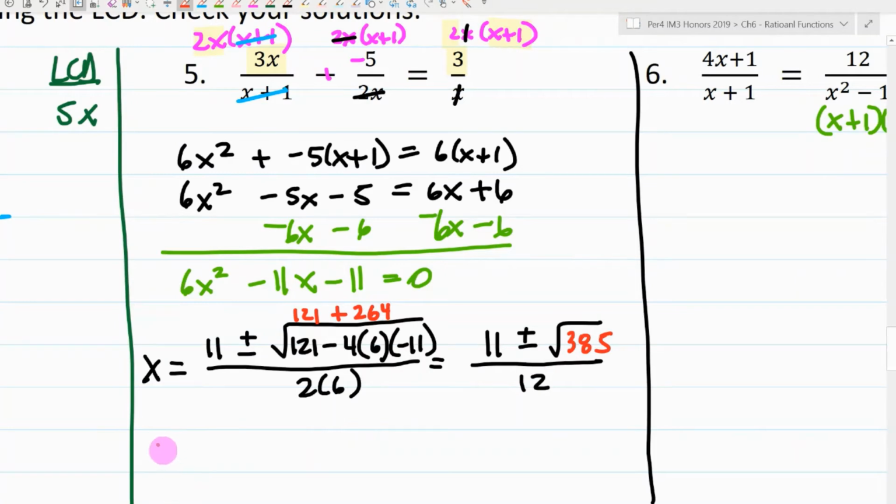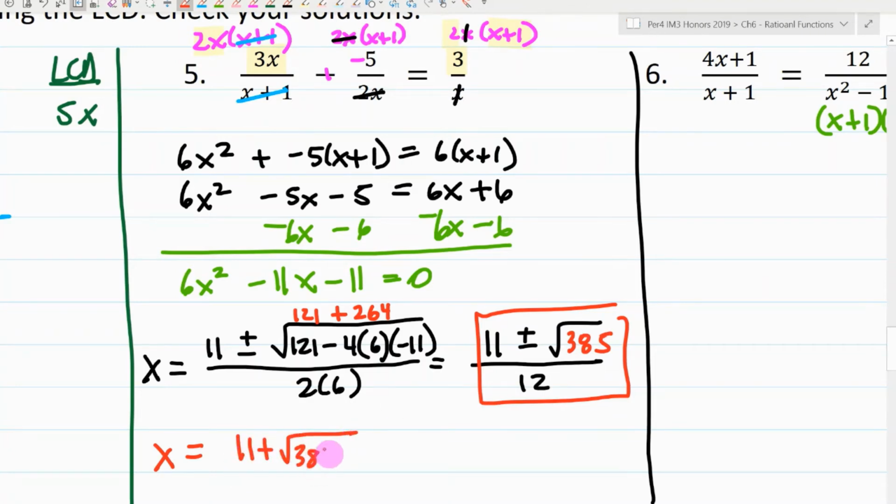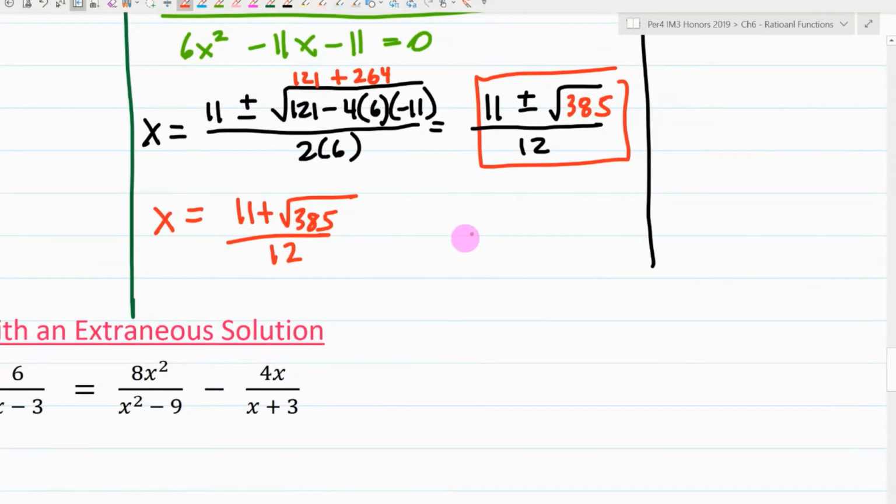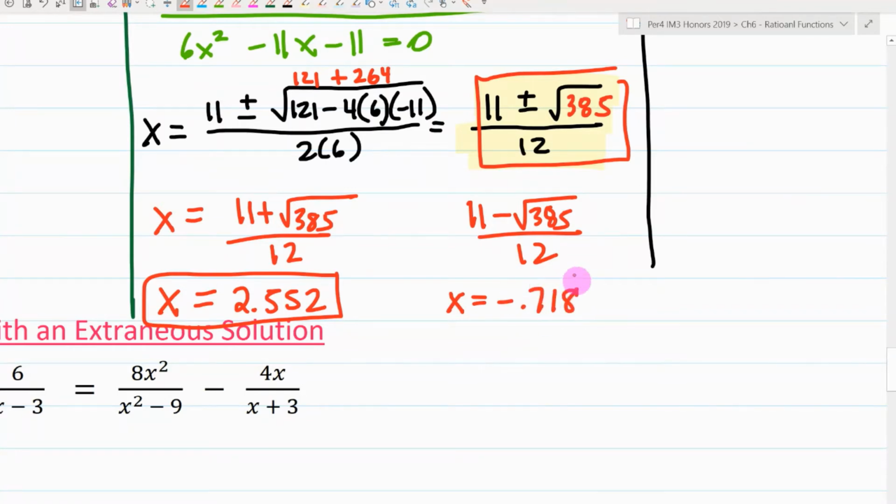If you want, you can go ahead and just leave your answer like that. Or if you want to do 11 plus the square root of 385, we would have to break down 385 and see if it reduced down. So let's go ahead and just leave that as a decimal. This is 5 times 77. It actually doesn't break down. So we could do 11 plus the square root of 385, and we could do 11 minus the square root of 385 over 12. So 0.718.